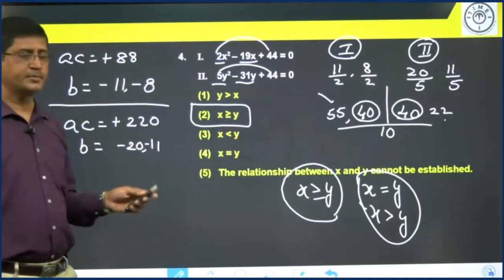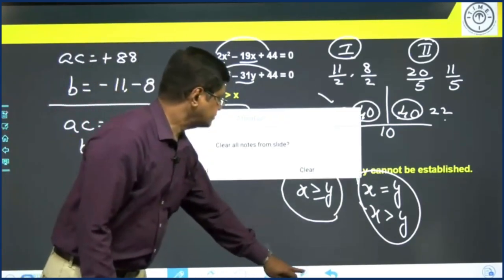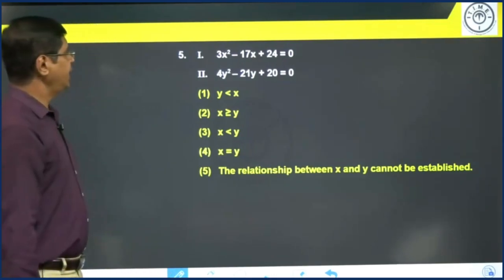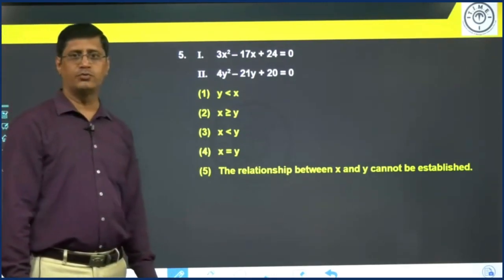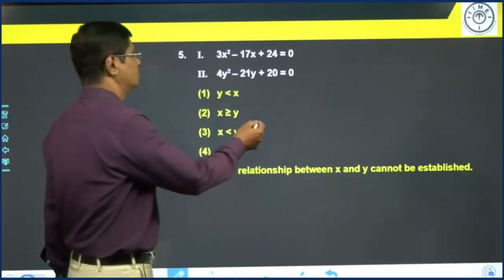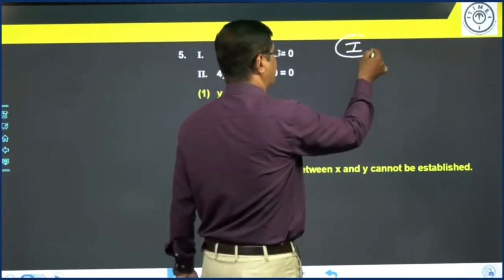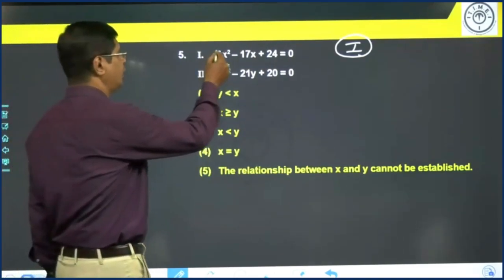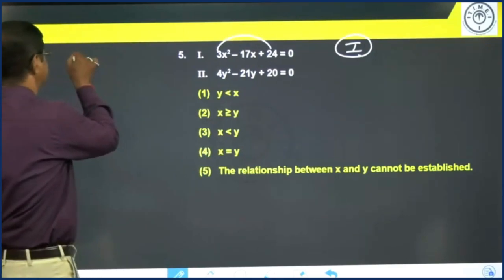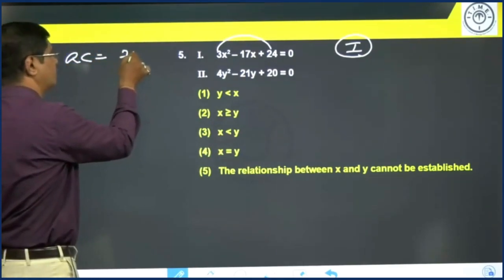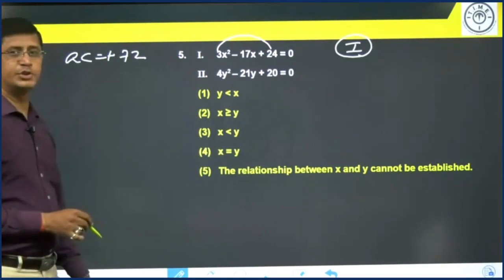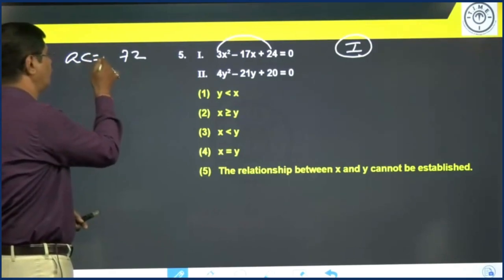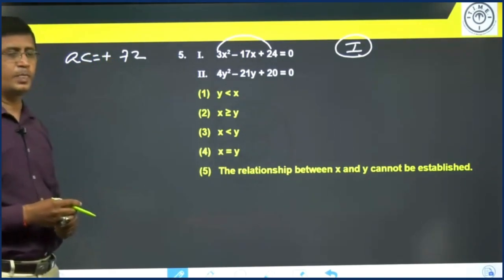Okay, am I clear? Now look at the next example, question number 5. 3x square minus 17x plus 24 is equal to 0. What are the factors here? For the first quadratic equation, just find the factors. 3 into 24 is 72. Is it positive or negative? Positive 72. So 3 times 24, that is 72.